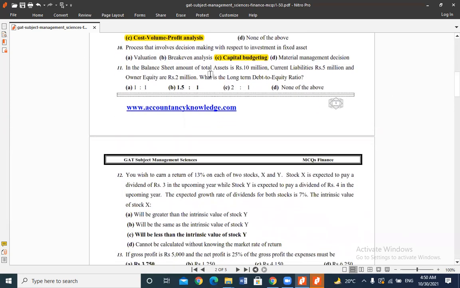The balance sheet, it is, before I continue, I can say that this is a very important MCQ as I read this MCQ in the NTS test. So focus on it. The balance sheet amount of total assets is rupees 10 million, current liabilities rupees 5 million, and owner equity is rupees 2 million. What is the long-term debt to equity ratio? It will be 1.5:1. Okay.